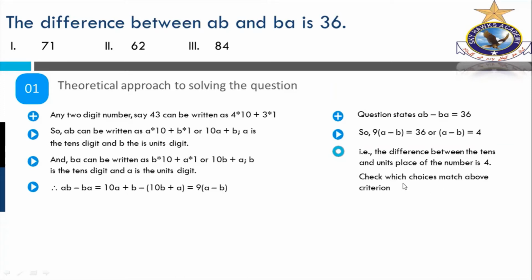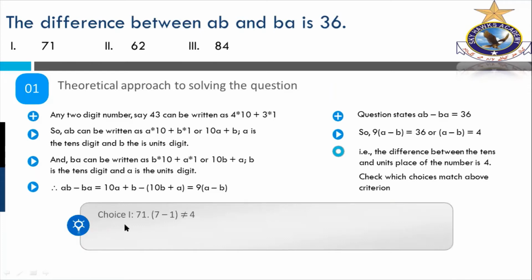Check which choices match the above criteria. What I mean to say is that whatever digits you are selecting, there must be a difference of 4 between the tens and the units digit. Wherever you are looking, there must be the difference 4. If you check this 71, you are not getting that, but these are two absolutely right answers, because 6 minus 2 is 4 and 8 minus 4 is also 4. Let's see. If you select the one choice, the difference of these two digits, the tens and the ones, you are not getting 4.